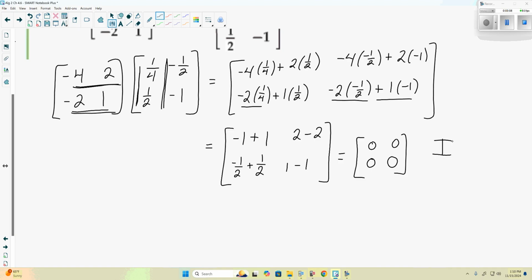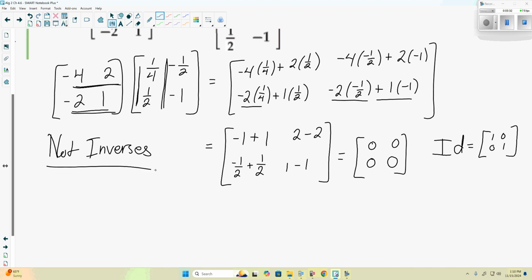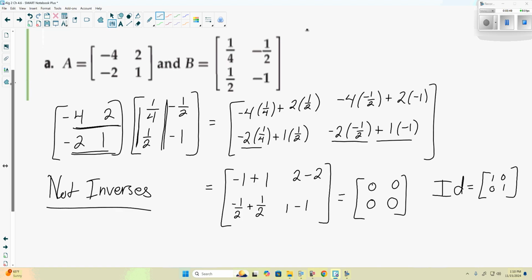Now for them to be inverses, we need the identity matrix, which for a 2 by 2 is going to be 1, 0, 0, 1. And if it's not this exact matrix, they are not inverses. So A and B here are not inverses. Because we did not get the identity matrix, it means they are not inverses. And that's it. Questions on this here?